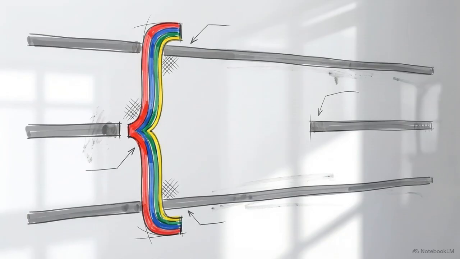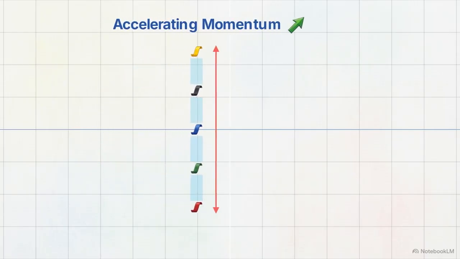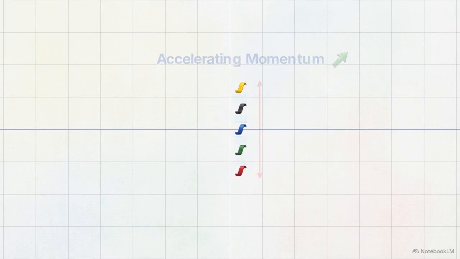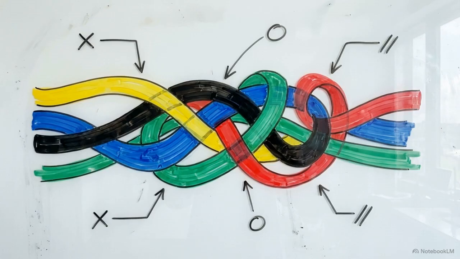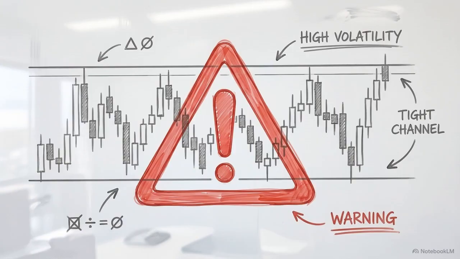gap rule. As you see in this example, when the vertical gaps between the lines noticeably widen, it indicates the trend is accelerating. Compare that to a sideways market. Here, the lines collapse into a tight braided cluster. It is generally best to stay away from taking new positions when the lines are tangled like this, as it indicates a lack of momentum and higher volatility.